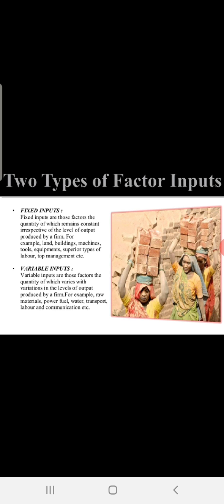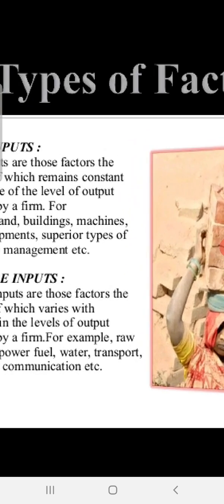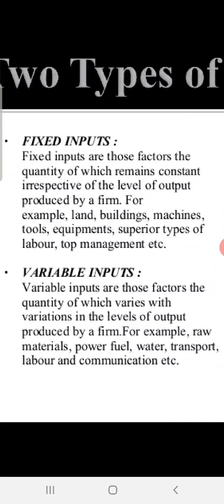Those inputs that cannot be changed in a short run are called fixed inputs. Here you can see the definition. The fixed inputs are those factors whose quantity remains constant as per the level of output in a short run. When you think about the short period, some things you cannot change, like land and machinery, because it requires huge investment, right? So we cannot change land overnight, we cannot buy a machine overnight, because it requires huge investment. So the fixed inputs are those which cannot be changed in a short run according to production.